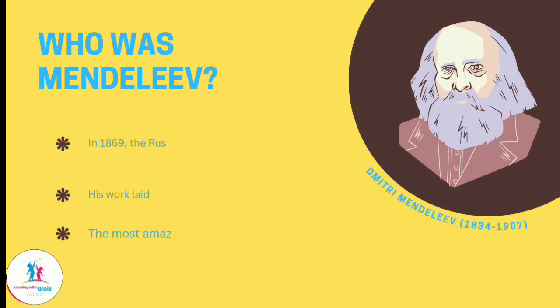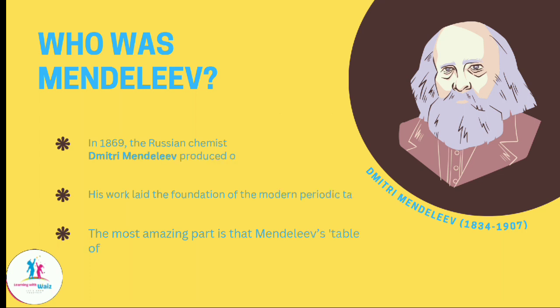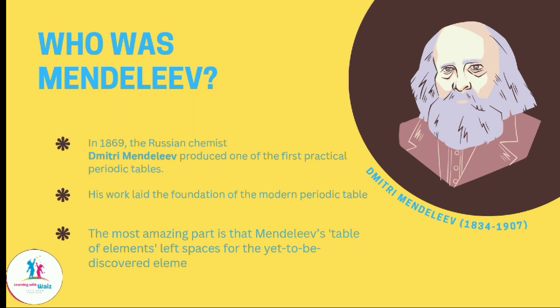Who was Mendeleev? In 1869, the Russian chemist Dmitry Mendeleev produced one of the first practical periodic tables. His work laid the foundation of the modern periodic table. The most amazing part is that Mendeleev's table of elements left spaces for the yet to be discovered elements.